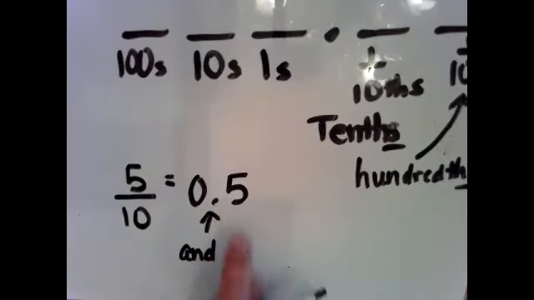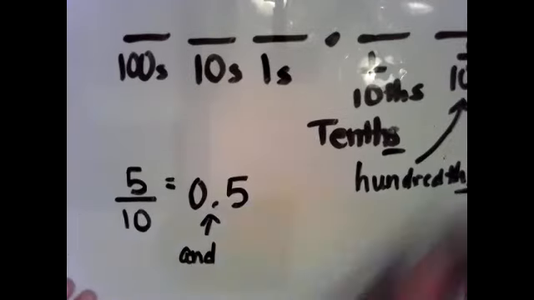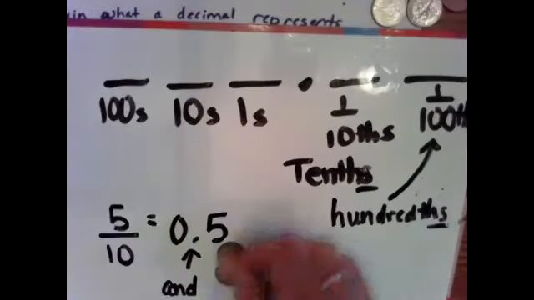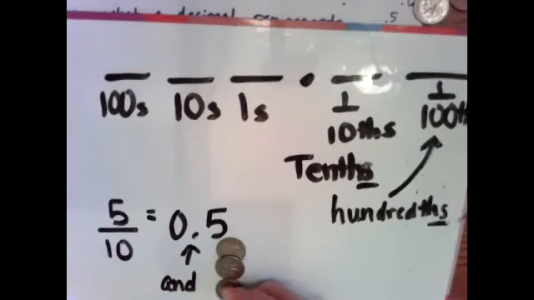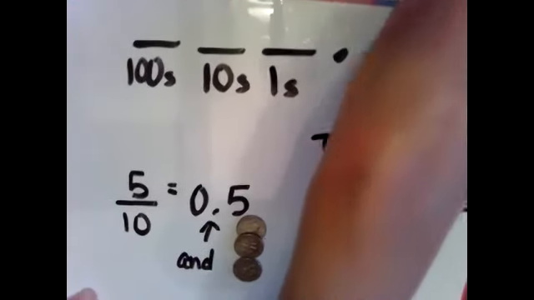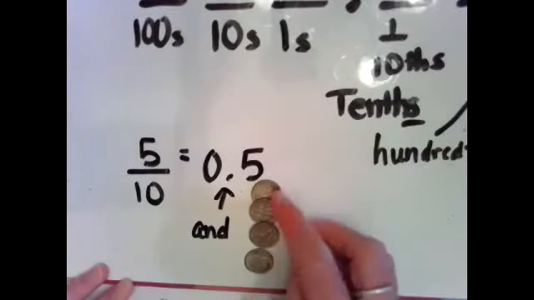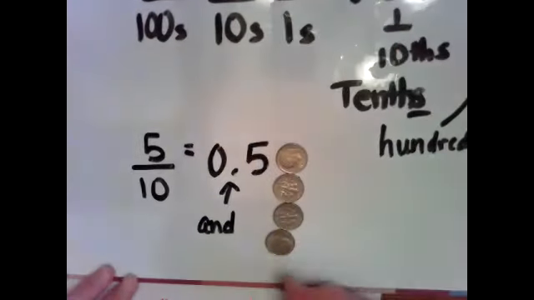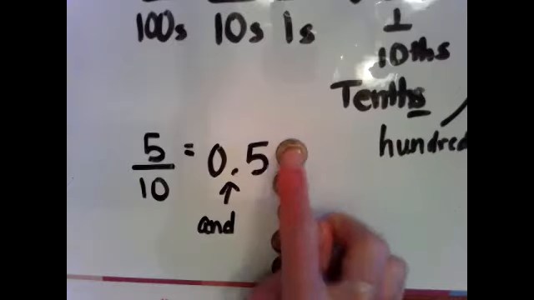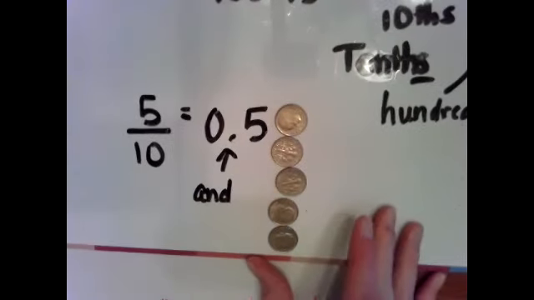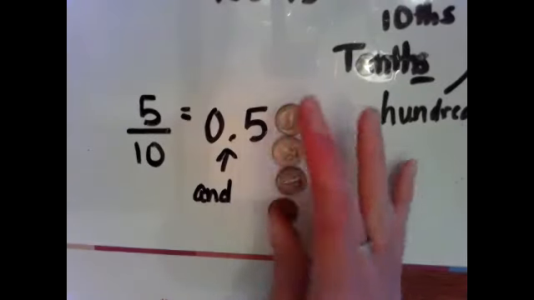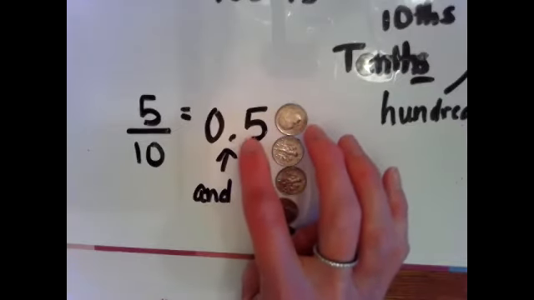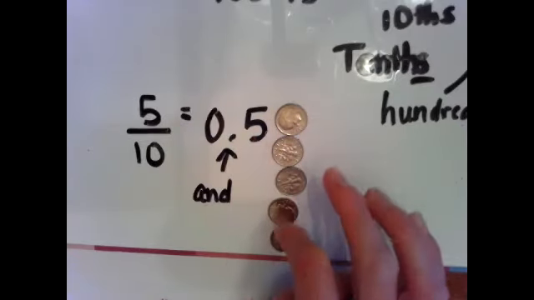To go back to our money system, that really means 5/10. 1, 2, 3, 4, 5. And if you think about that, that really is 10, 20, 30, 40, 50 cents out of a dollar, which makes sense because 5 times 10, since it's in the tenths place, is 50.